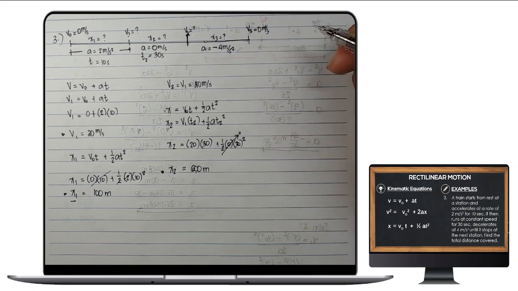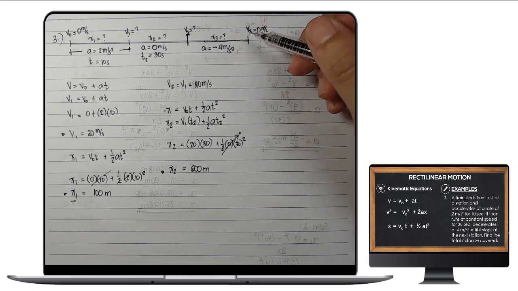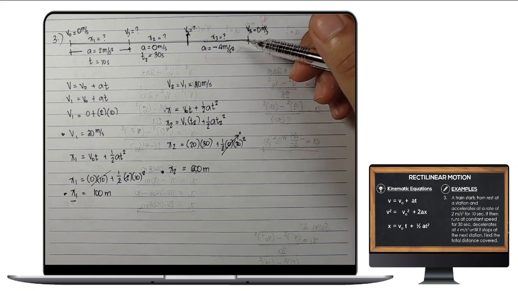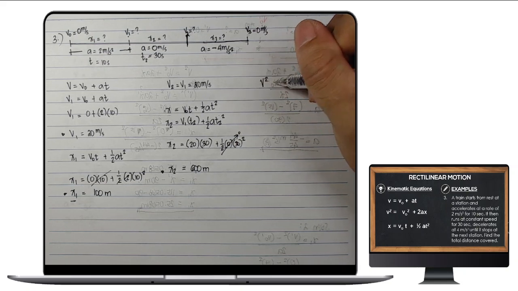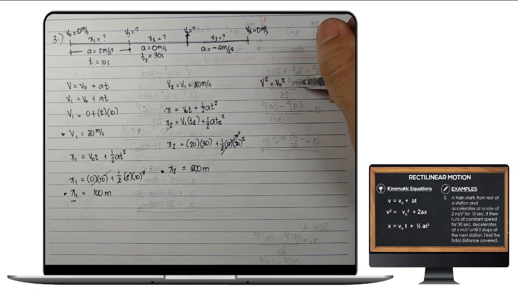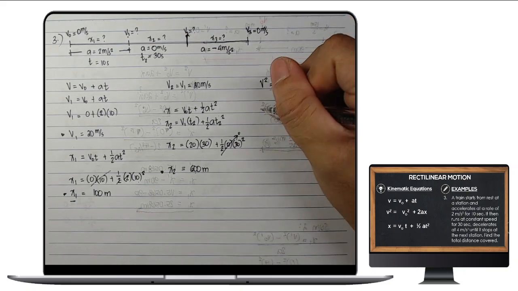So it decelerates at a constant rate. So we may use, since we do not have time here, we'll be using equation number 2. That is v squared is equal to v0 squared plus 2ax. So from here, we can find x sub 3.